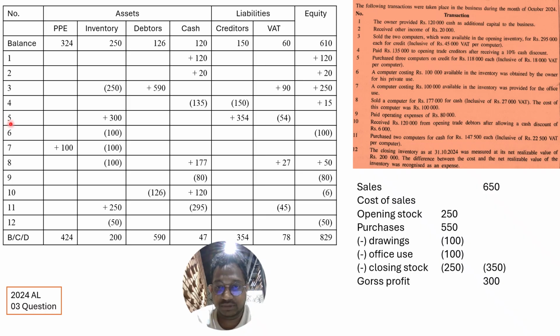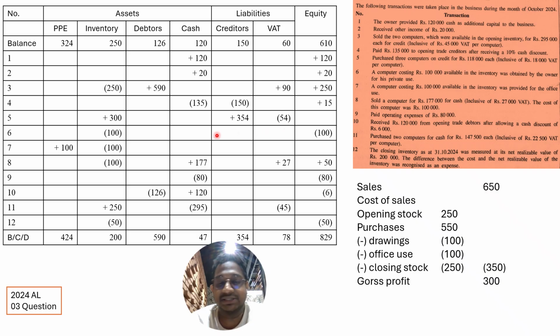Fifth one, purchase three computers on credit, 118, inclusive of 18,000 VAT. So under inventories, for the purchase, you should record the amount excluding VAT, 300. And the VAT paid on the purchases, you should subtract from the VAT collected here, 54.